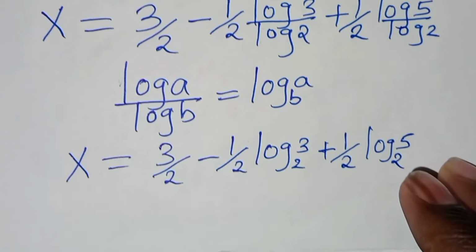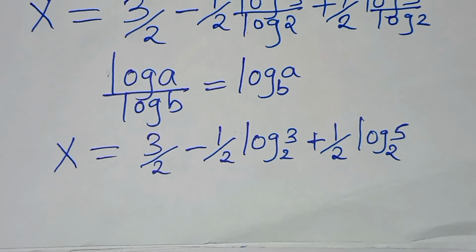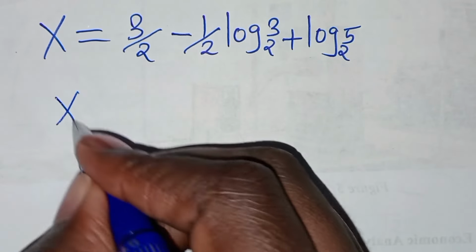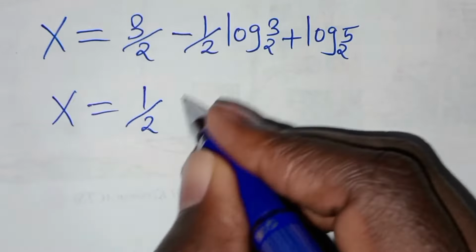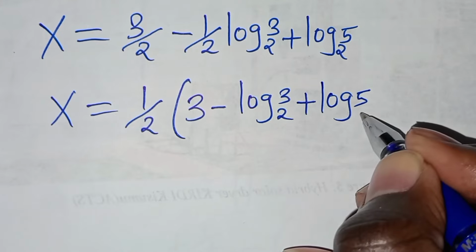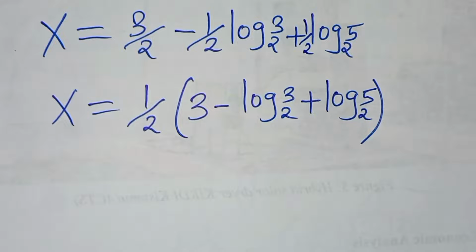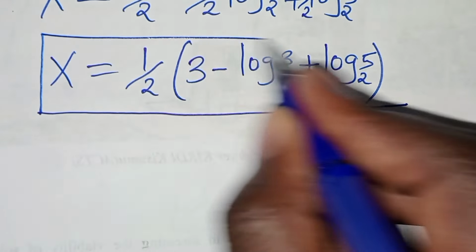So this implies that since a half is common, we can express x as half into the parentheses 3 minus log 3 to base 2, then plus log 5 to base 2. So this is a half. Now, this is the value of x.